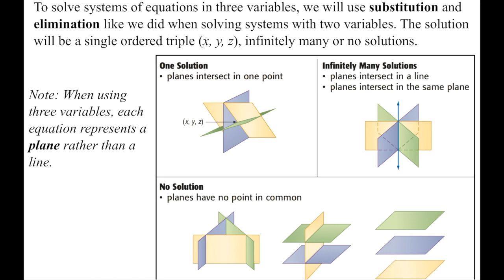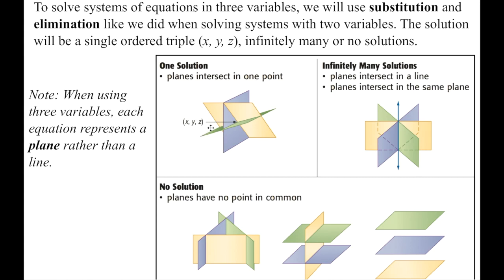So the three different outcomes that you could have: one solution, where all three planes intersect at a single point. And when we have three variables, each of these equations represents a plane rather than a line. We're used to an x and a y variable, and those form lines. When we add that third variable, it forms a whole plane. And remember, a plane from geometry goes on in each direction infinitely. It goes on forever. So one of the solutions then is if all three planes intersect at a single point, we get a single point as a solution.